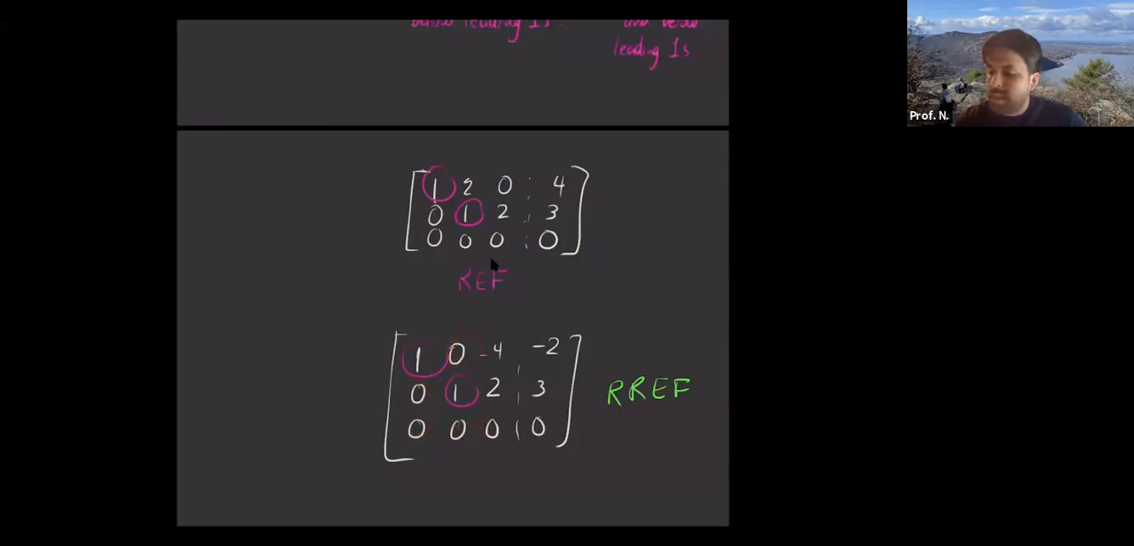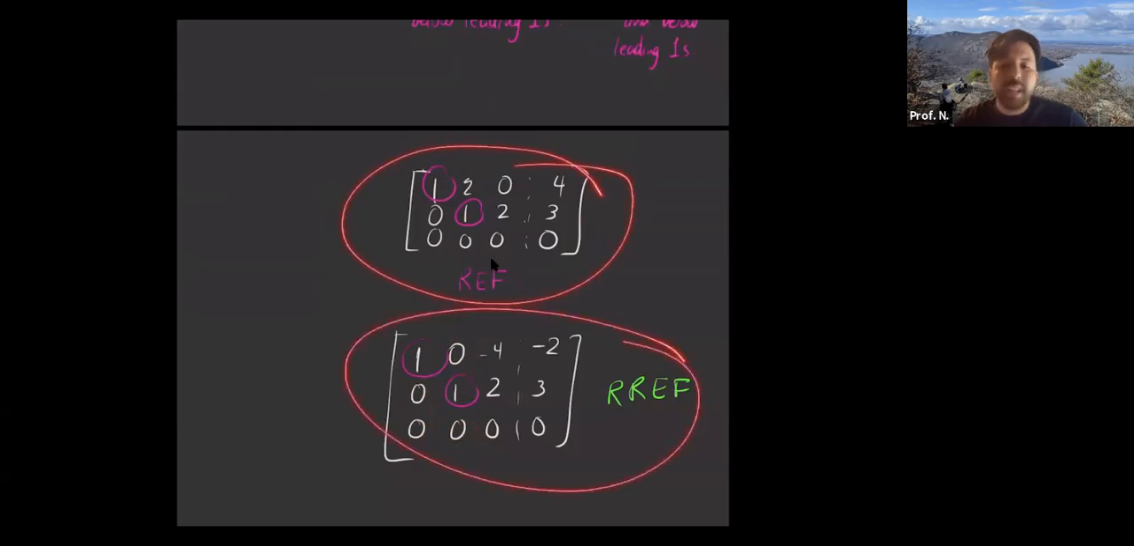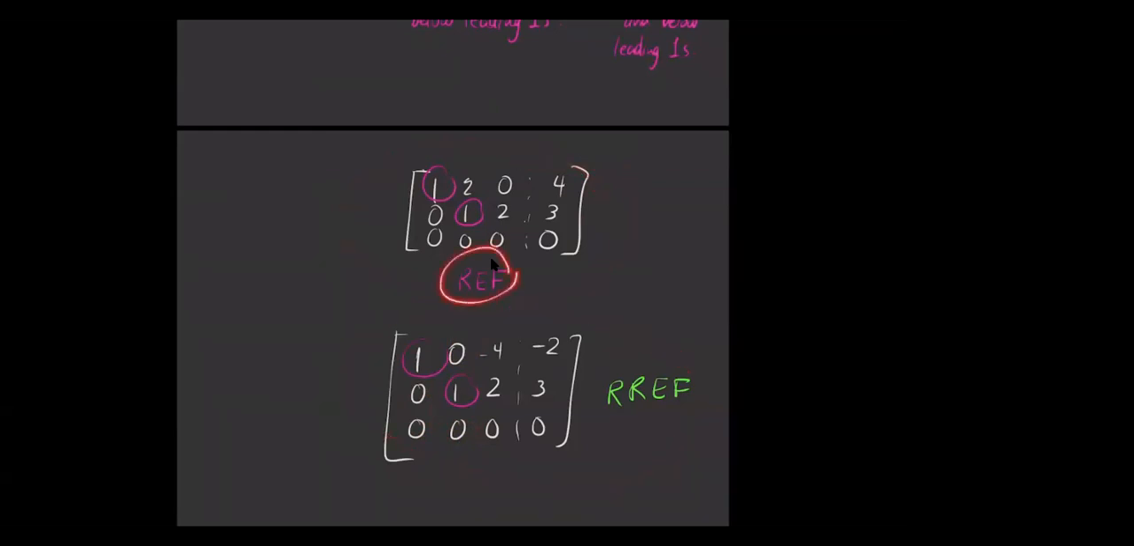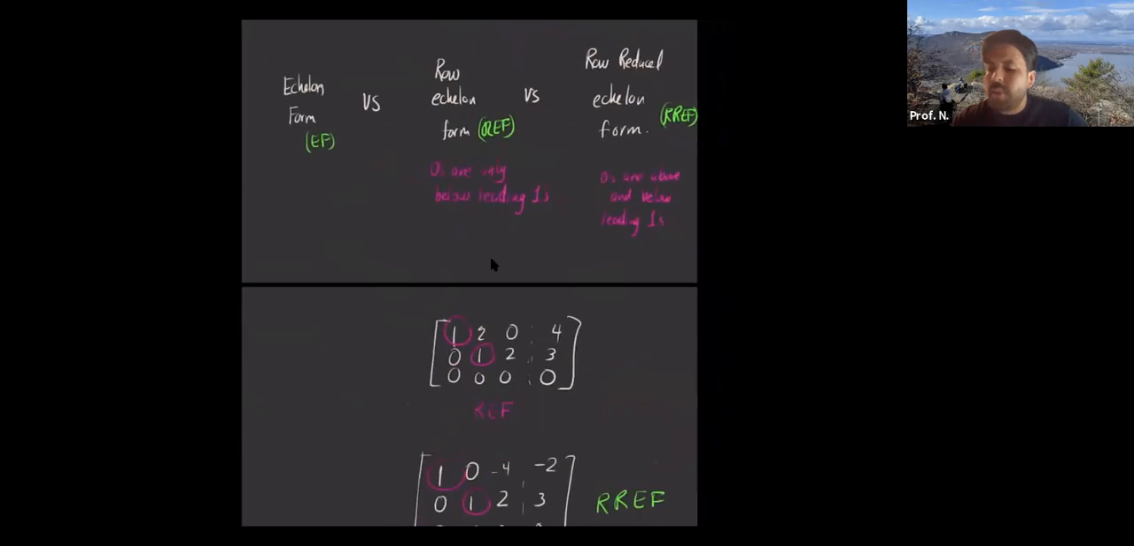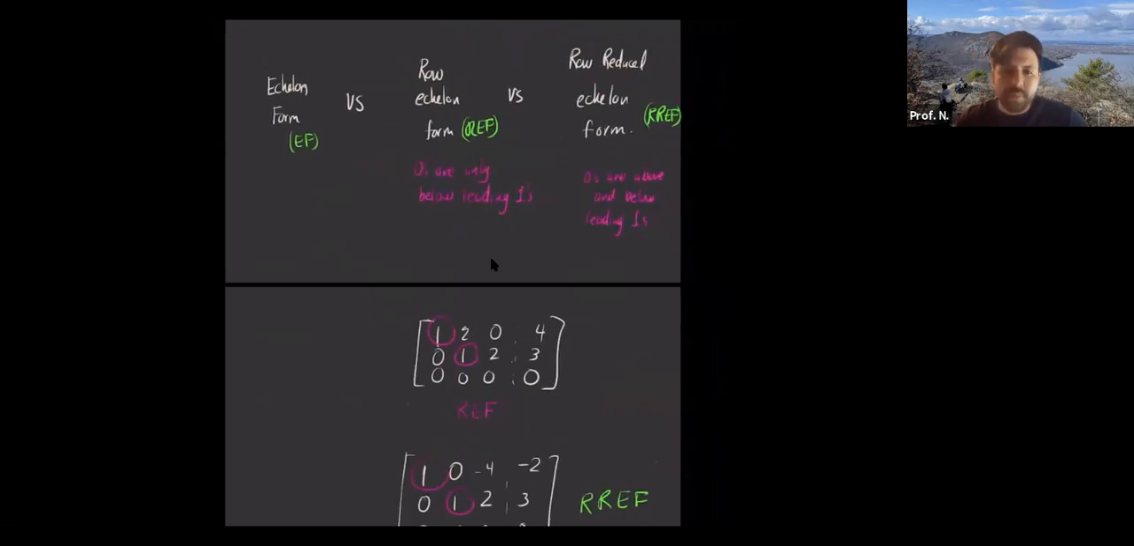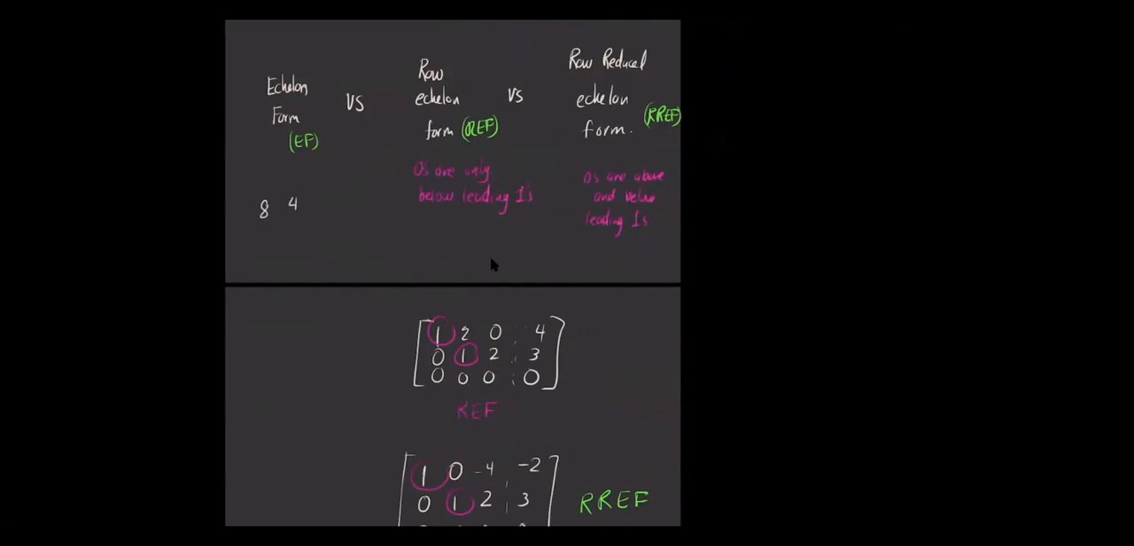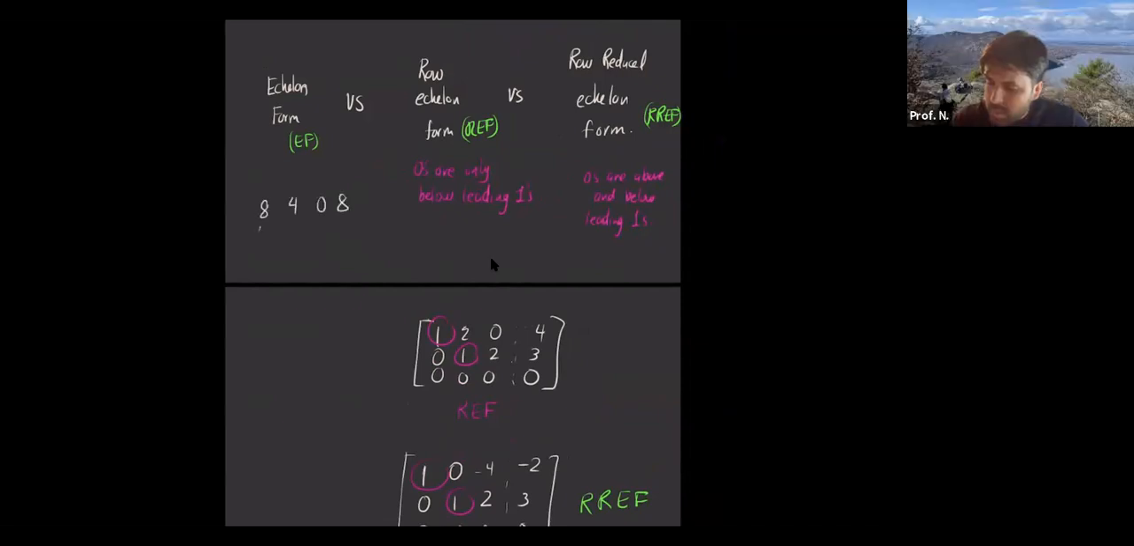So I think we understand the distinction between REF and RREF. This is row echelon form, and this is row reduced echelon form. Now, what in the world is echelon form? Echelon form looks like what we just had here. Let's say I do 8, 4, 0, 8, 0, 1, 2, 3, 0, 0, 0, 0. This is echelon form.